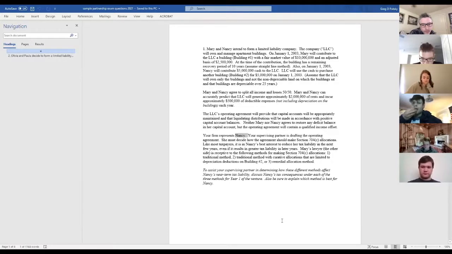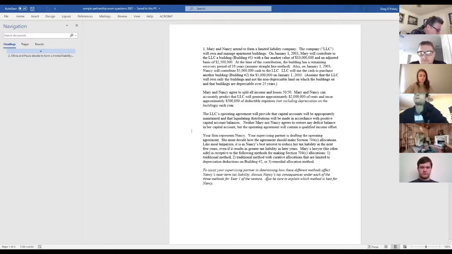And this just goes to show you that you really can't figure this out intuitively, I don't think. It's not something that you could intuit. You have to run the numbers. And we have three different methods. We have the traditional method. We have traditional with curative, but we're limiting the cure to only depreciation, or remedial. And so we get to choose. Mary's lawyer has given us the ability to choose those three. And so let's figure out under year one what the tax consequences are for Nancy under each approach, and then we can tell her which one's best.